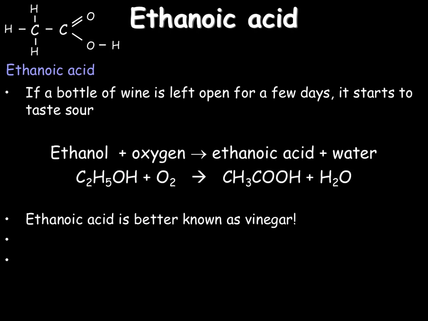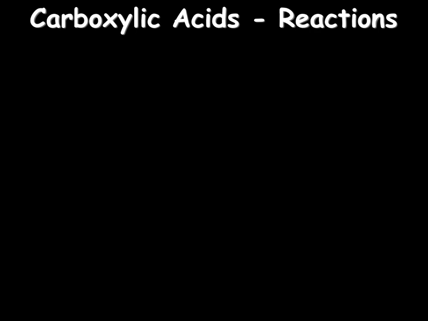Ethanoic acid is typically used to flavour food due to the tangy, sharp taste it has. That's why we use it as vinegar on chips. However, it can also be used to preserve food. This is where the food is placed in the ethanoic acid. This is known as pickling. This works because bacteria cannot survive in this acidic environment.